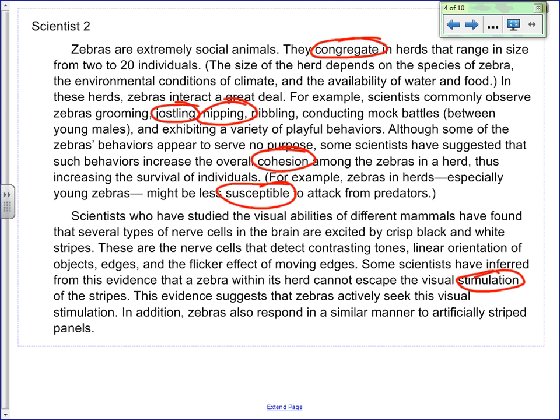Okay, let's get started off in the beginning. They congregate in herds that range in size from 2 to 20. Based on the context of the word congregate, what do we think congregate means? Anyone heard that word before? To come together. Yeah, to come together. Some forms of this word you may have heard before, like a congregation, especially in a church group, when a group of people come together. So congregate means to come together.